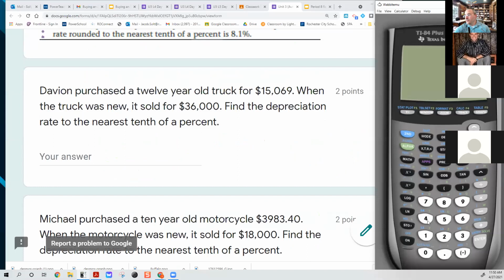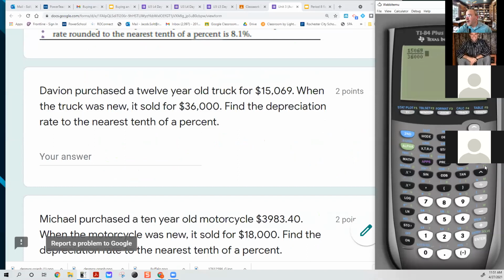So here I'm going to do the thing I just said I was going to do. All right, turning on my calculator. All right, clear. I need a parentheses. Actually, I'm going to do it with the Mr. K version, alpha, y equals. I'm going to get the numerator over denominator in there. It's going to be 15,069 divided by 36,000.